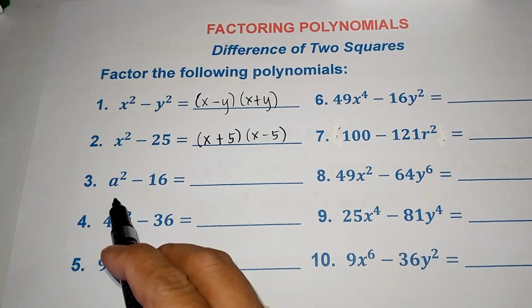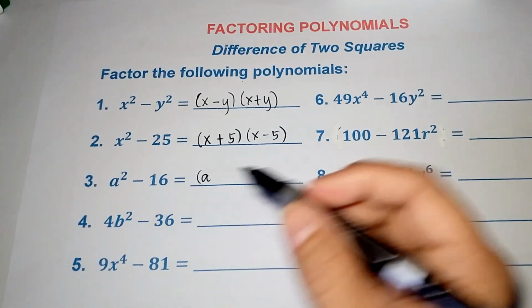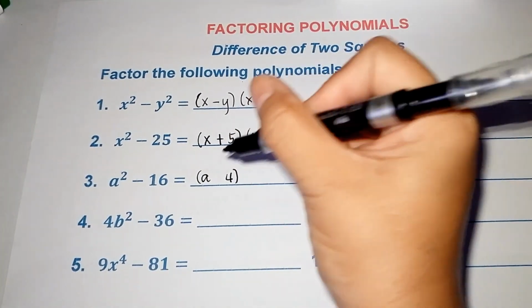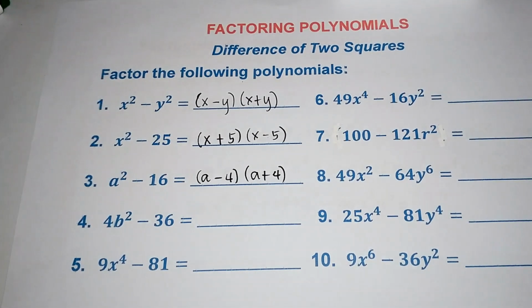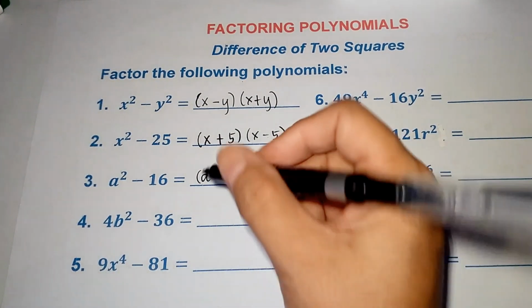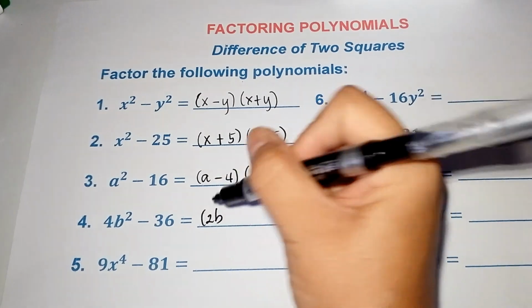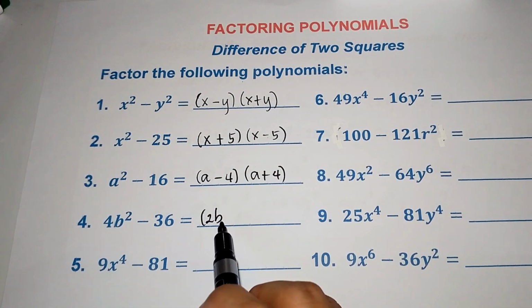Next, what is the square root of a squared? Of course, that is a. The square root of 16 is 4. So we have a minus 4 times a plus 4. For number 4, the square root of 4b squared is 2b. So the square root of 4 is 2. The square root of b squared is b.